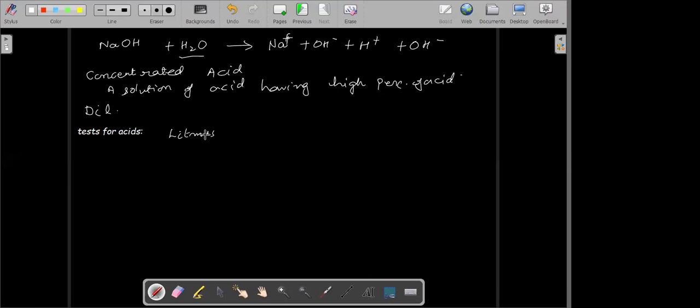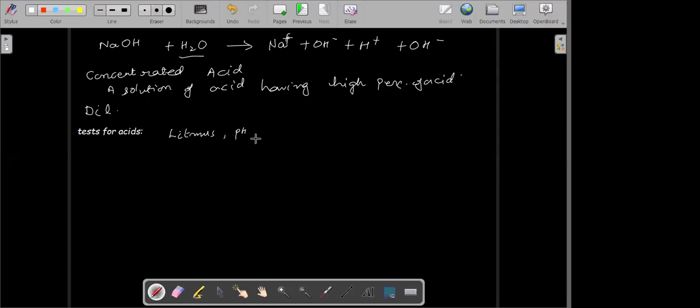Any other test? Is the turmeric test for acids or for bases? Sir, the turmeric test is for bases. Phenolphthalein is also for bases, because phenolphthalein is also for bases. Any other test for acids? Methyl orange, sir. Sir, even pH strip paper will also help us. Yes, you can check the pH. So pH paper, litmus test, among all these.